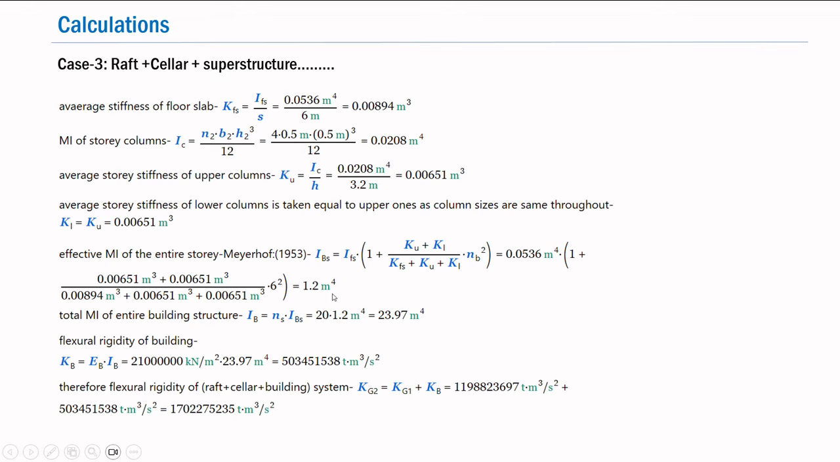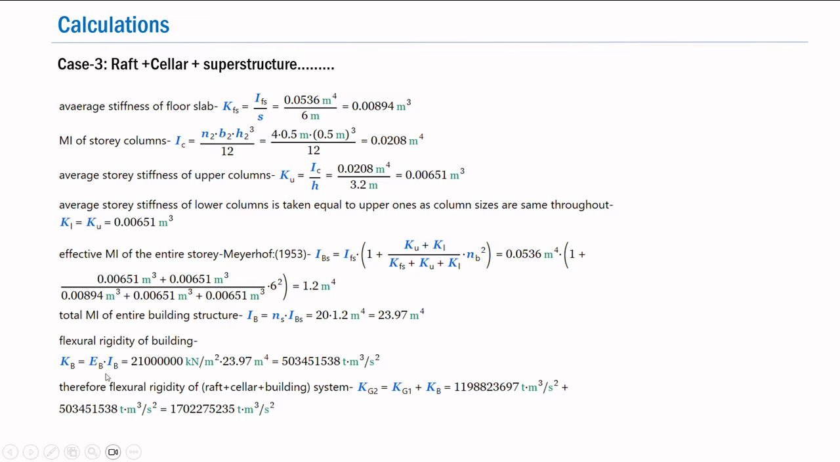Having obtained the MI for a single story, we can calculate the total MI for the entire building structure by multiplying the above value by the number of stories. Accordingly, we obtain IB as 23.97 meter raised to 4. So we have in our hand the total MI of the entire building structure, which means that we can readily evaluate the flexural rigidity of the building considering all the 20 stories.